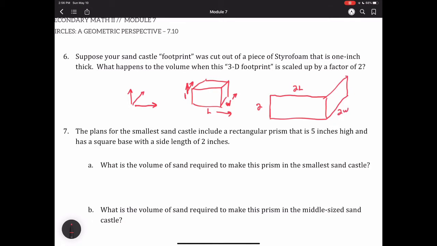And as we know, our volume formula is just length times width times height, right? And so if we're looking at the volume of this one, it would be length times width times 1. If we're looking at the volume of this one, it's going to be length times width times our height, which is actually 8 times length times width, right? So we've gone up by a factor of 8, as I had kind of talked about a little bit before.